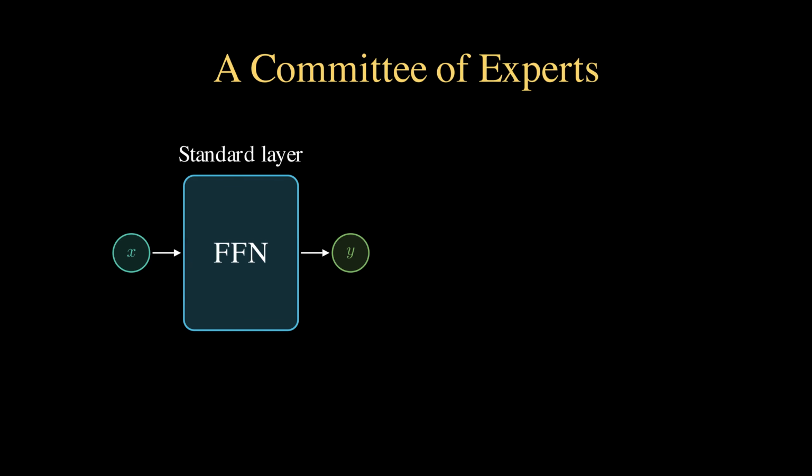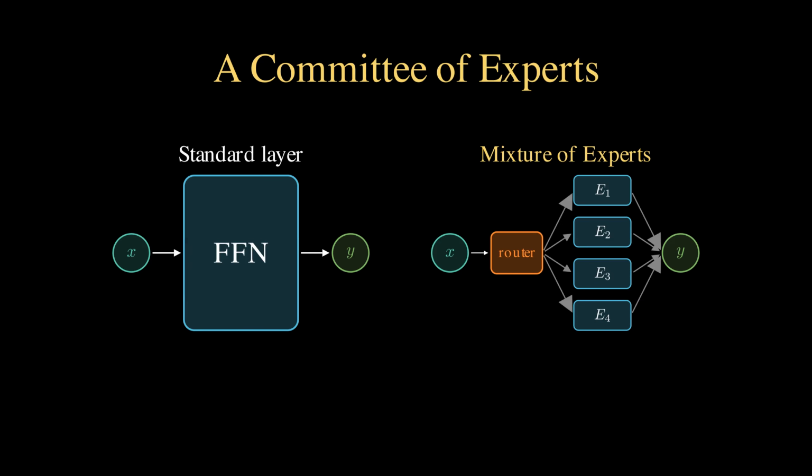In a normal transformer, every token passes through the same big feed-forward network. One block used for everything. The mixture of experts idea is to replace that one block with a small committee. You take many smaller networks, each one its own little FFN, and you let each input pick which one to use. So instead of one generalist that knows a bit about everything, you get many specialists, plus a tiny manager that decides who handles what. Same job, different shape.